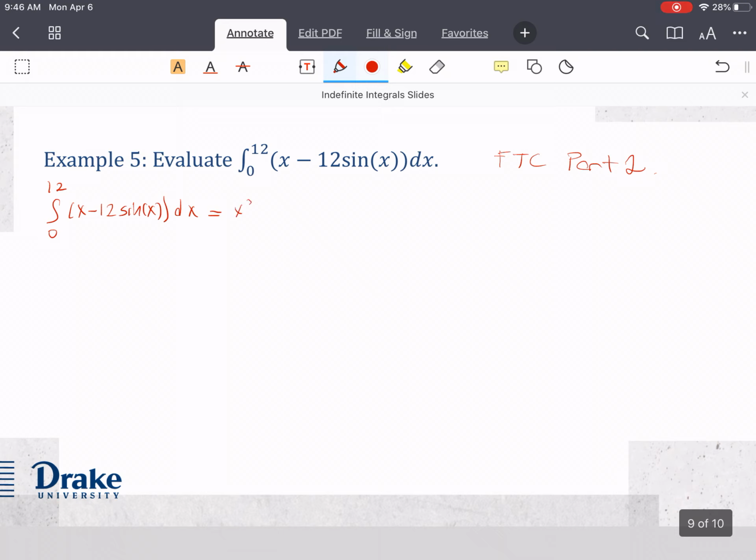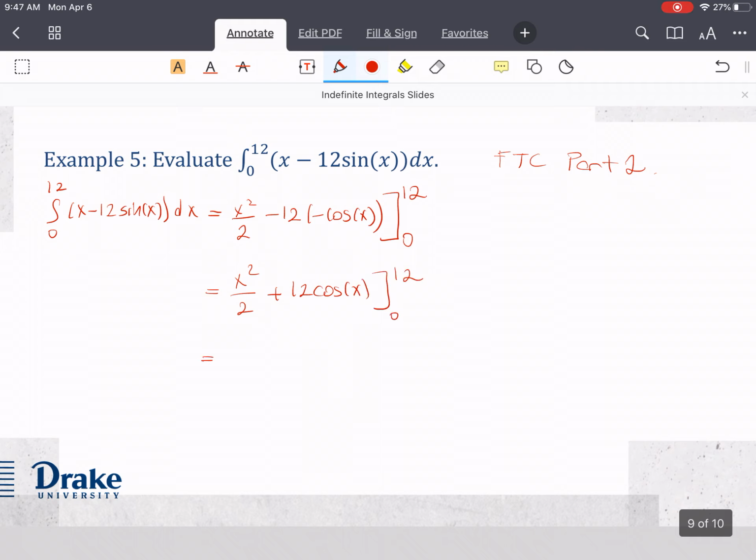So x becomes x squared over 2 minus 12 times the antiderivative for sine, which is always negative cosine, because we know that the derivative of cosine is negative sine. For that reason, we need negative cosine, and then we're going to evaluate this whole thing from 0 to 12. If we simplify the negative inside, it's basically x squared over 2 plus 12 cosine x. We're going to evaluate this from 0 to 12.